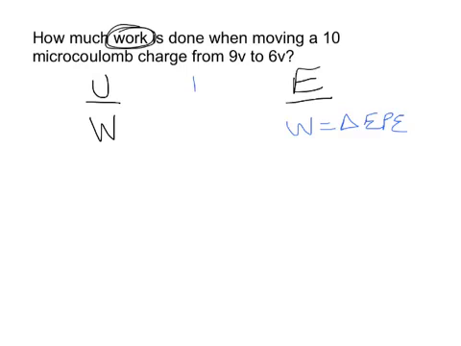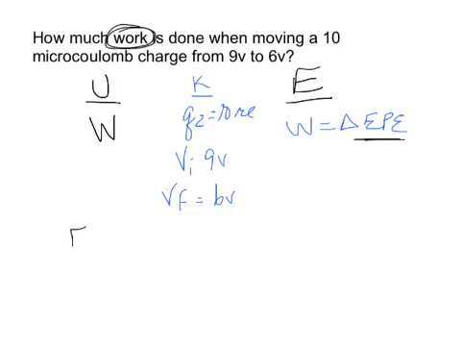But the problem is that my knowns were: I was given a charge, a 10 microcoulomb. I was given an initial voltage of 9 volts. I was given a final voltage of 6 volts. And so nowhere in here was I given the electric potential energy. That's where a two-step problem would come in, because I still need to know my change in electric potential energy. So how I would find electric potential energy now becomes my new unknown.